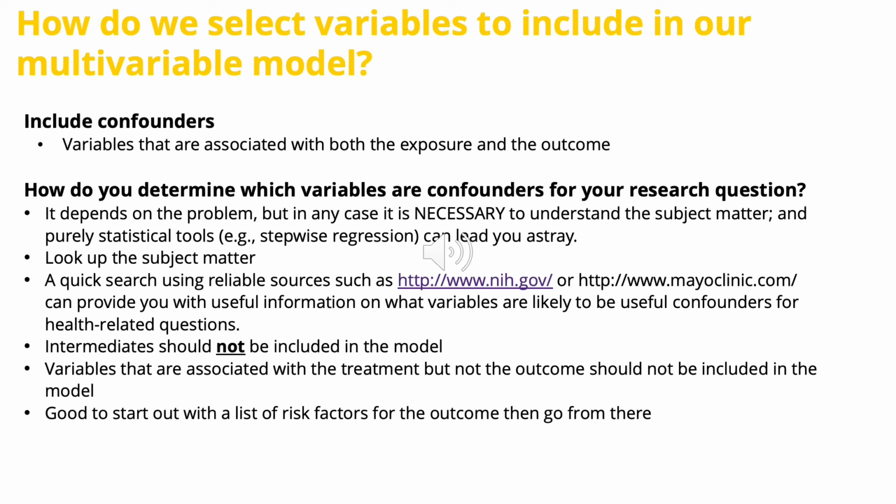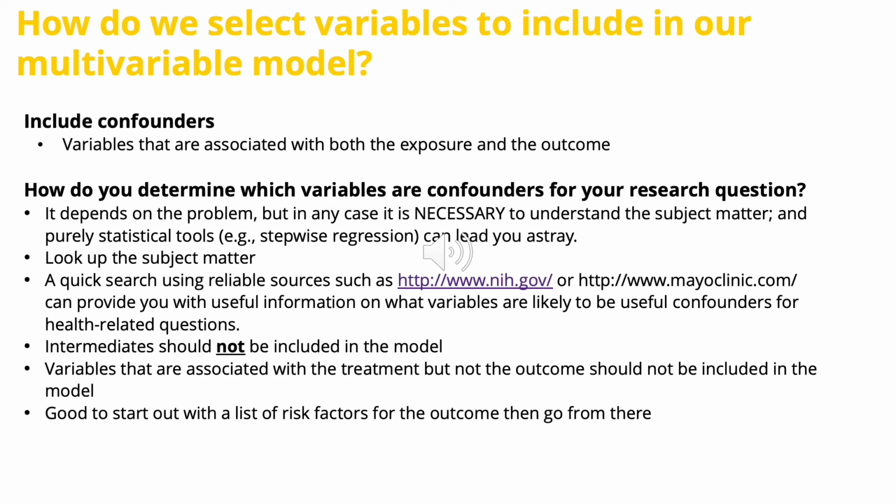So how do we select all those x variables, or confounders, to include in our multivariable models? Again, we want to include confounders in our model. These are variables that are associated with both the exposure and the outcome. But how do we actually determine which variables are confounders for our particular research question or our association of interest? Well, it really depends on the research question, but you need to understand the subject matter of the research question that you're evaluating, and not only consider statistical tools for selecting confounders. Again, you have to look up the subject matter and the disease that you're studying.